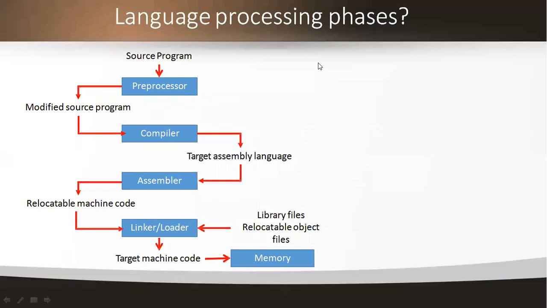In the compiler, we're translating high level to assembly level. In the assembler, we're translating assembly to machine level. Make a note that by using compilers, we're translating from high level to the assembly level. By using assemblers, we're translating assembly level language to the machine level language. This is the most important point you all should note down.